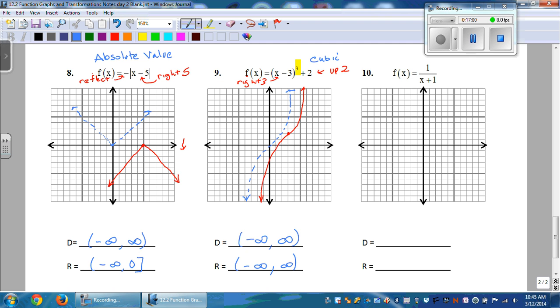And number 10 is the rational equation. We have the variable of the x in the denominator, so we see the rational equation. So we need to then interpret and see what we do. There's no numbers on the end here, but there is a change in the x, so we do the opposite. So this is that left 1 instead of going right 1.